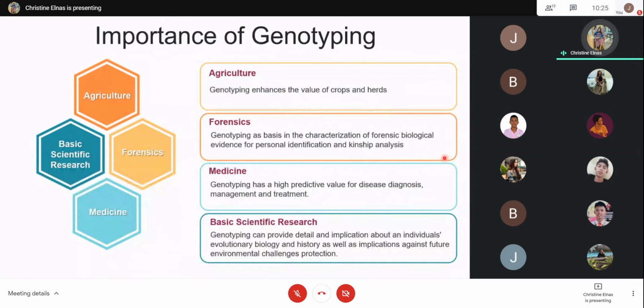Genotyping has a vast range of uses across different areas, including agriculture, forensics, medicine, and basic scientific research. So in agriculture, genotyping enhances the value of crops and herds.